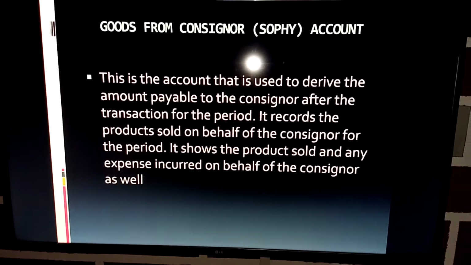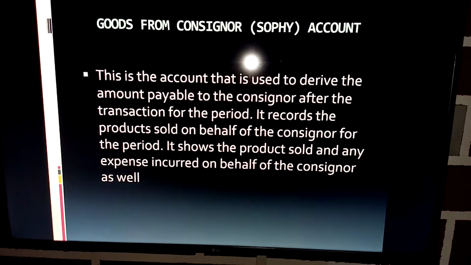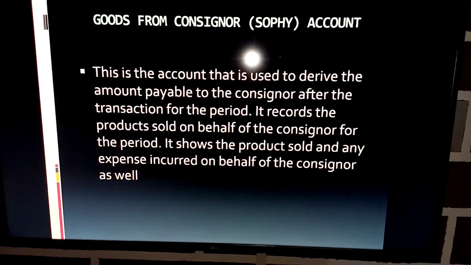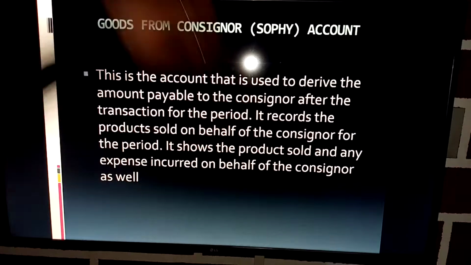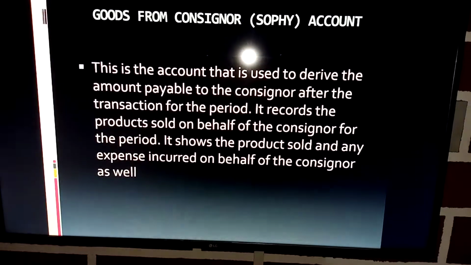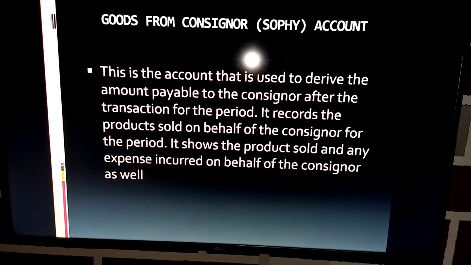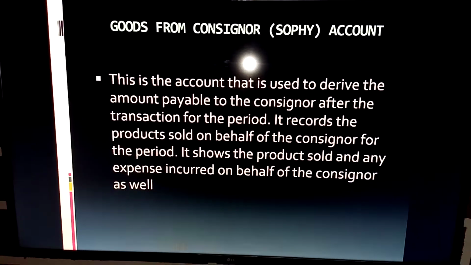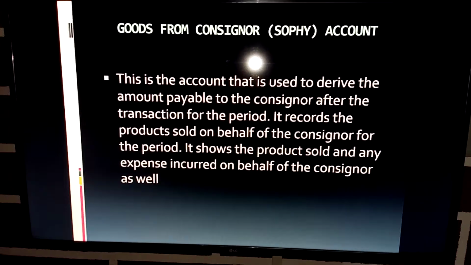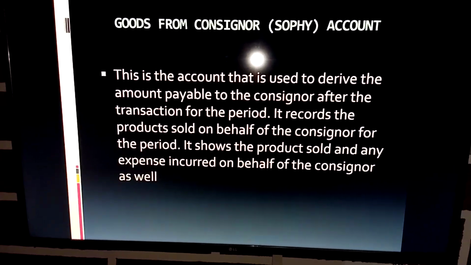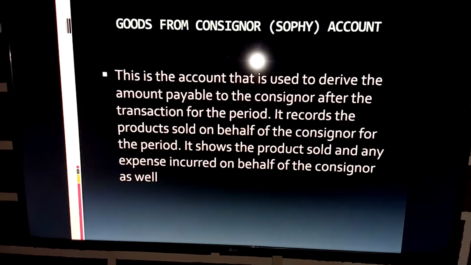So we're assuming that Sophie is the name of the consignor. Okay, so this is Debbie's account. From the consignor's perspective, we assume that the consignee's name is Debbie. So this is Debbie's perspective now. So the consignor is who? Sophie. So the account now, goods from consignor account, basically we want to derive the amount payable to the consignor after the transaction. The consignor here is Sophie. How much am I going to pay him after selling the product on his behalf or on her behalf? So the account that helps us to achieve that is the goods from consignor account.